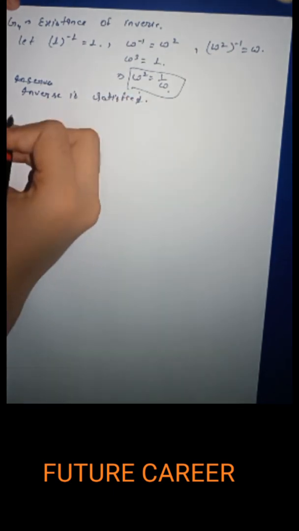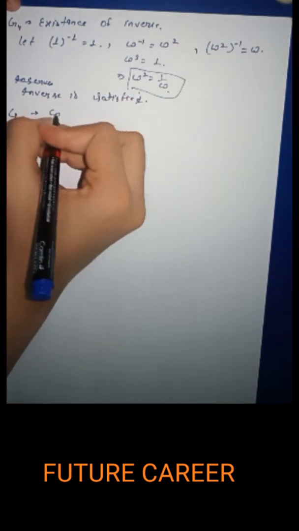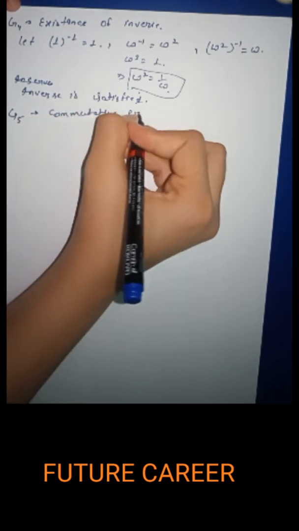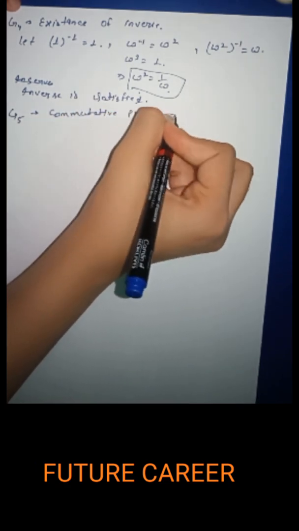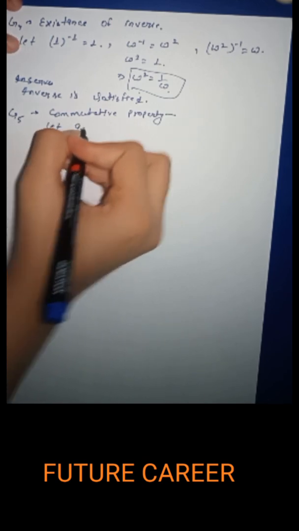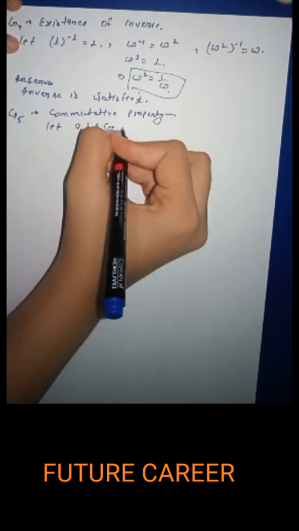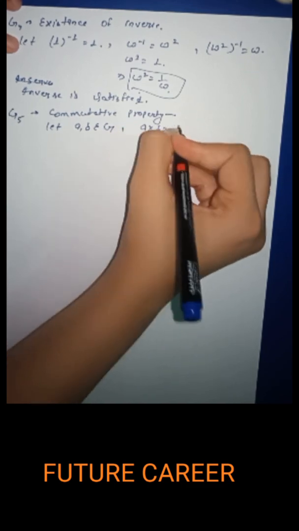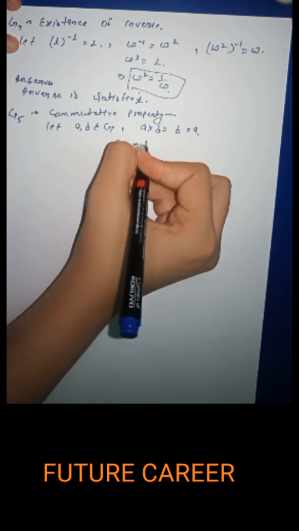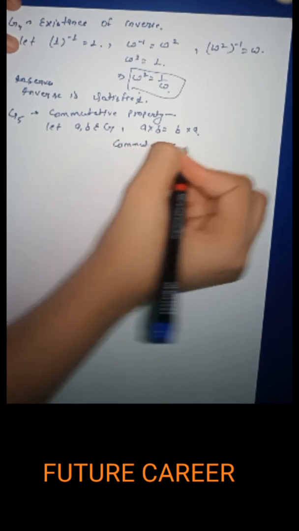Now the fifth property, commutative property. Let a, b belong to G. Then a into b equals b into a. So commutative is satisfied.